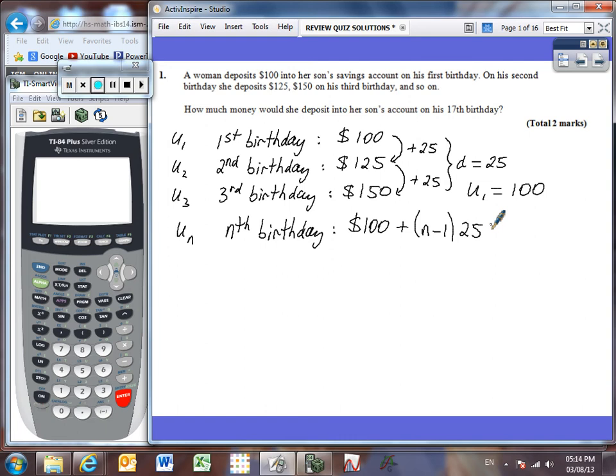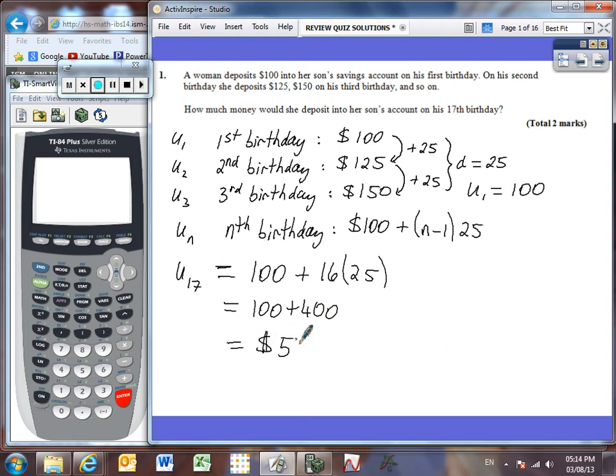We're being asked specifically how much was deposited on his 17th birthday. So U17 will be equal to the original $100 deposit, which has gone up 16 times. That is 1 less than 17, times 25. And if we resolve that, we get 100 plus 400, and the deposit on his 17th birthday is $500. Okay, so that's the answer to number 1.